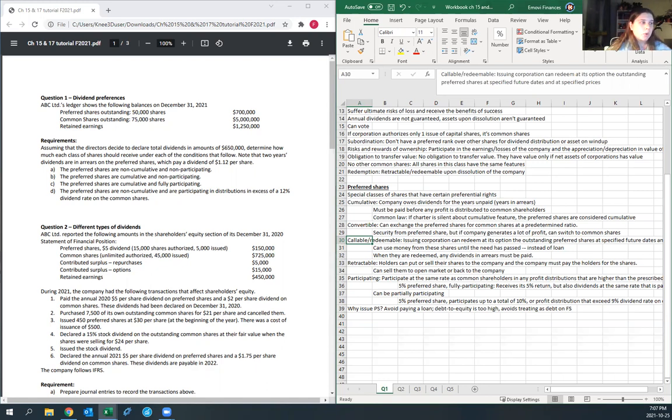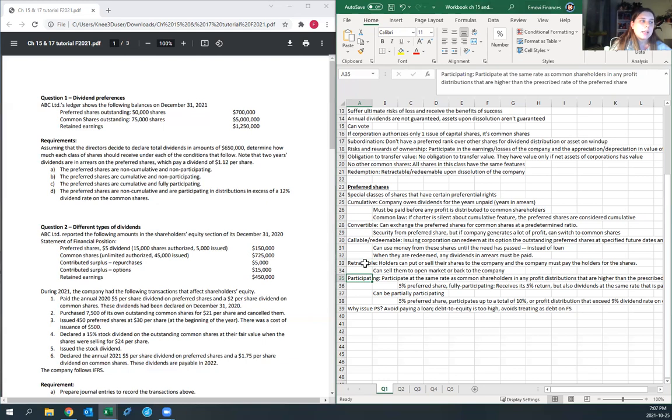They can be retractable, so this is kind of like the reverse of this. It means that the holders of the shares can put or sell the shares to the company anytime they want, and they can sell them on the open market or back to the company. And participating preferred shares means that they participate at the same rate in dividends distribution as common shareholders.